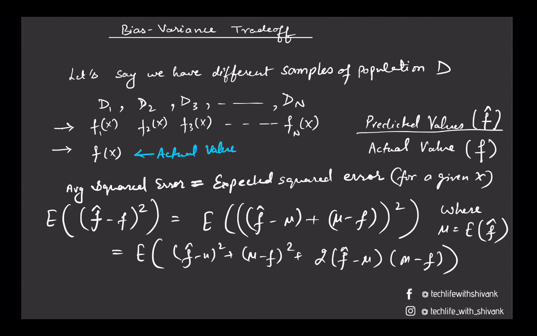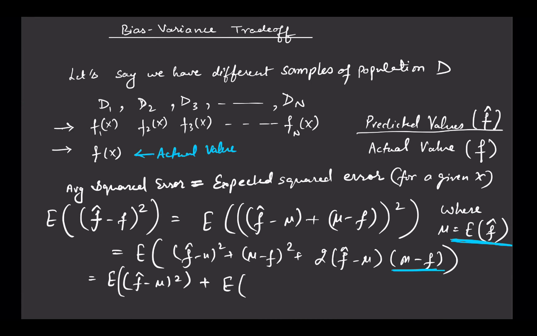So for given x, f of x is actually a constant, and mu is also a constant since it's the expected value of a random variable, so mu minus f is a constant. Hence we can break this expectation into 3 terms: expectation of f dash minus mu whole square, plus expectation of mu minus f whole square, plus 2 times mu minus f. All the constant terms get out of the expectation and inside it remains f dash minus mu. Now since mu is expectation of f dash, this term becomes 0.